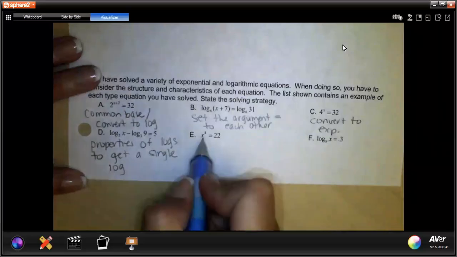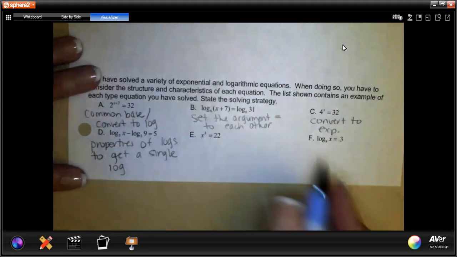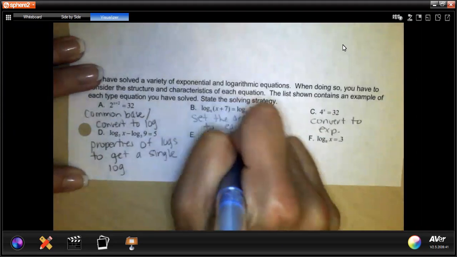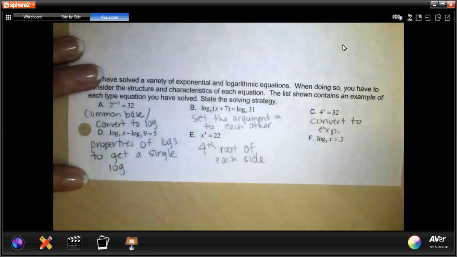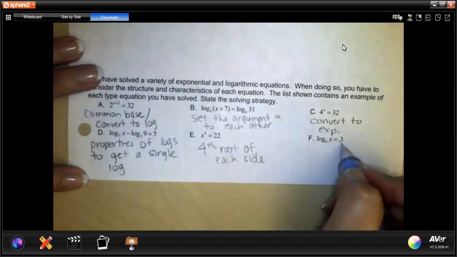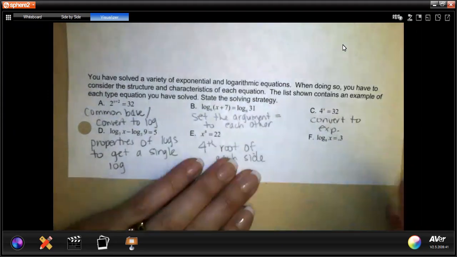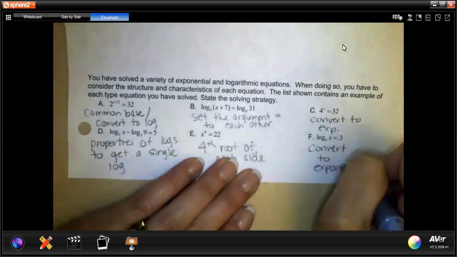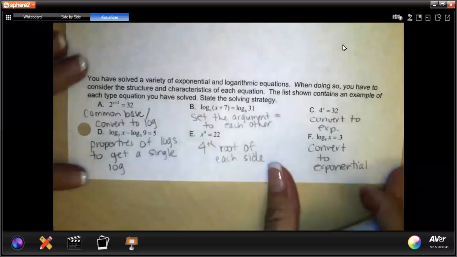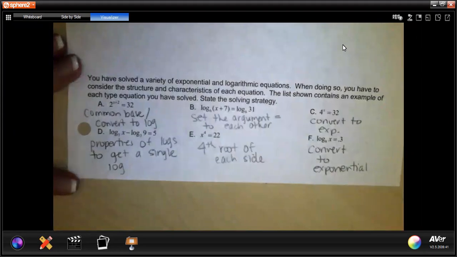For E here, we have this value here. You would want to get rid of the 4, so we would take the 4th root of each side. And then this last one, log base 8 of x is equal to 0.3. We're solving for the argument, so you would want to convert that to an exponential. So make sure that before you get started solving, you look at the equation that you have and try to determine what would be the best method to solve it.